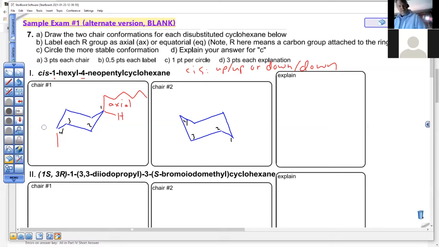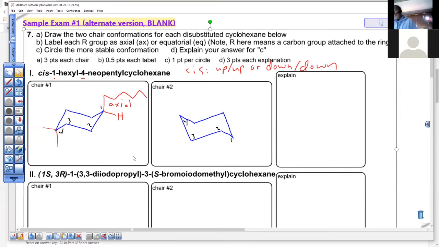And I used my eraser instead, and that's not wise. Move that a little if it lets me. I doubt it will. It did. There we go. And cis means up. This is up.